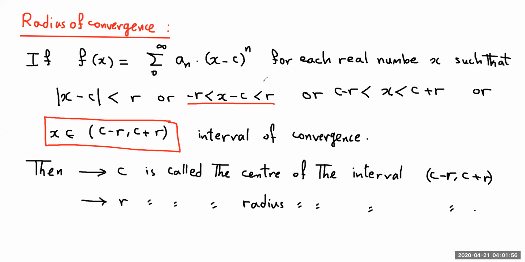And if we add c to each part, it will be c - R less than x less than c + R. So x is in the interval (c - R, c + R). This interval is called the interval of convergence. In this interval, the real number c is called the center of the interval, and R the radius of the interval.